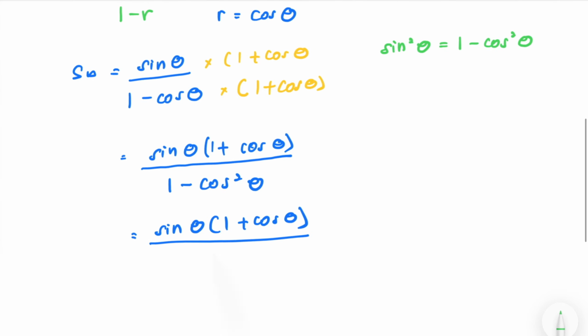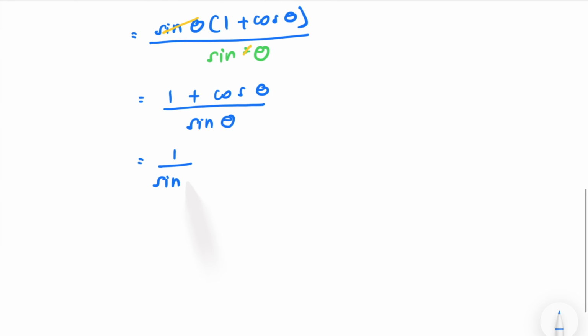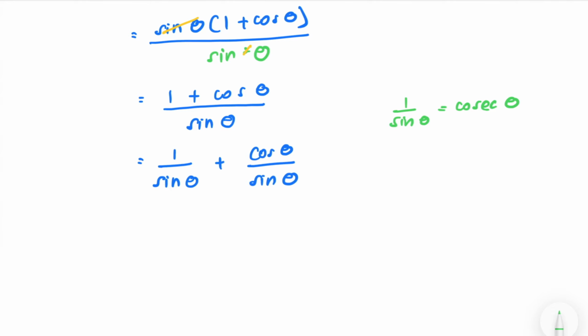Now let's separate this fraction. We're going to get 1 over sine theta plus cos theta over sine theta. And we know that 1 over sine theta is equal to cosecant theta. We also know that cos theta over sine theta is equal to cotangent theta. Now let's just substitute that, equal to cosecant theta plus cotangent theta. That's how we show the sum of infinity can be written as cosecant theta plus cotangent theta.